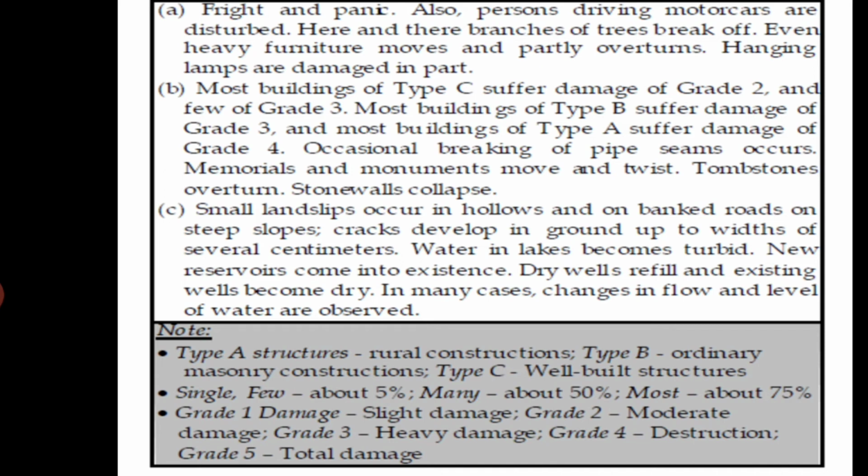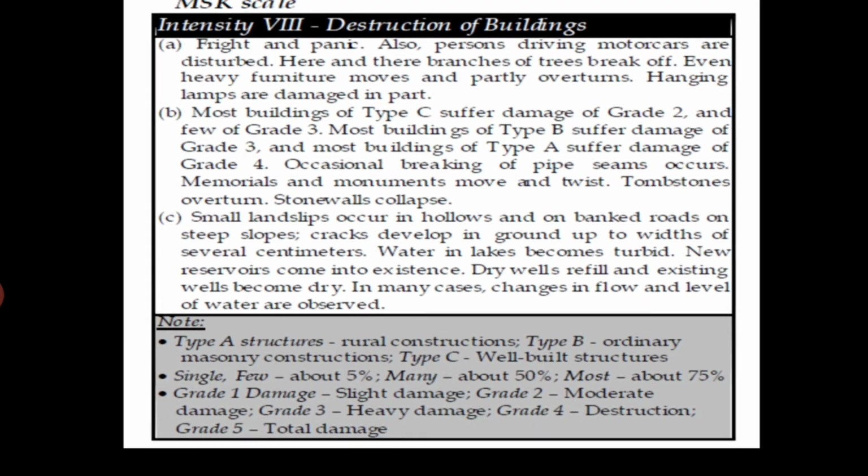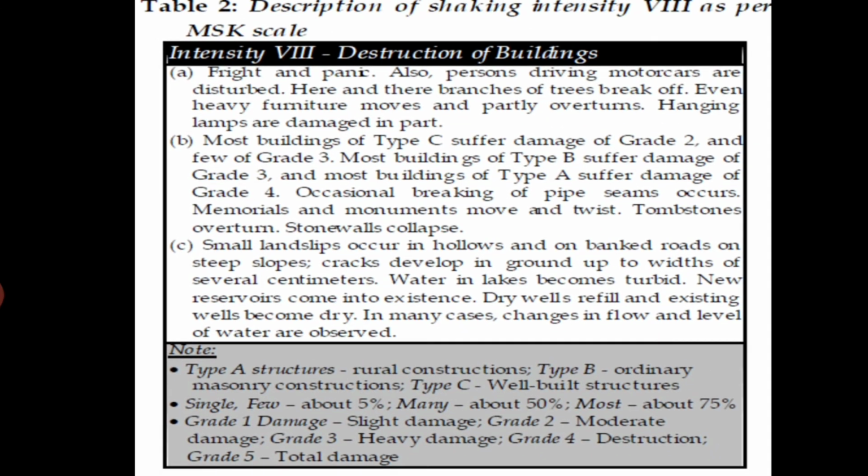So single few is about 5%, many is about 50%, most is about 75%. Grade 1 is slight damage, grade 2 moderate, grade 3 heavy damage, grade 4 destruction, and grade 5 if the building is totally destroyed. So these are the details about the MSK scale of 8 class.